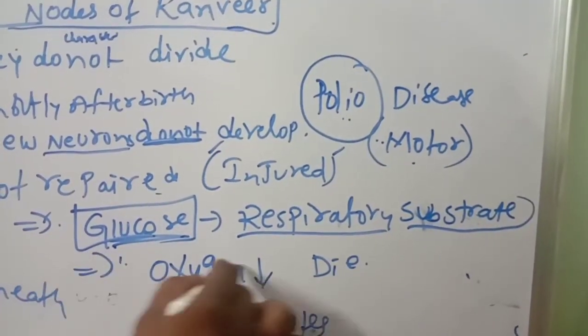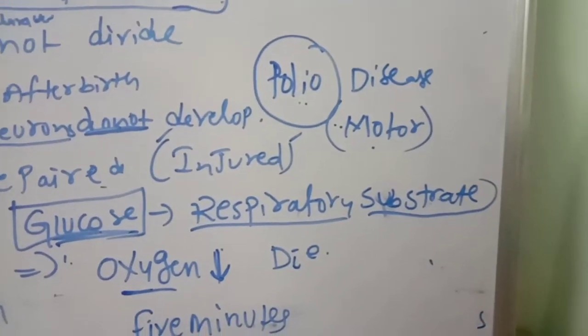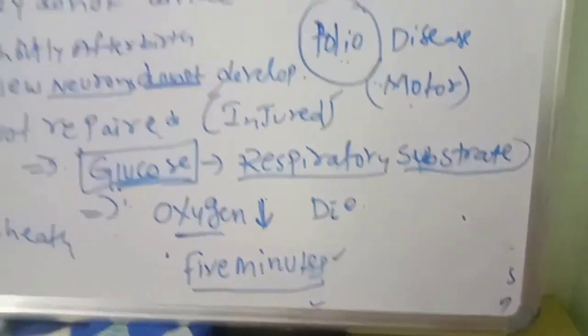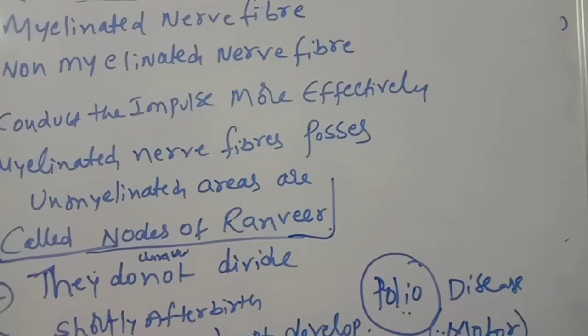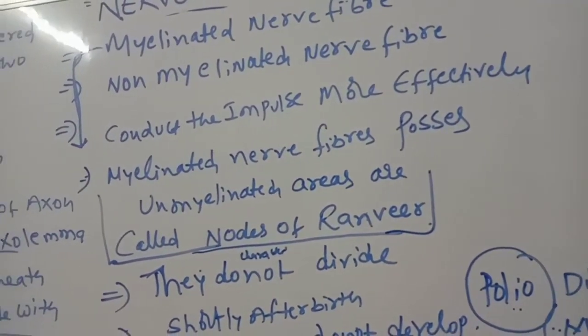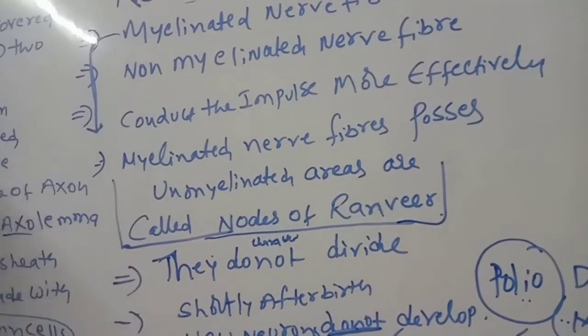If oxygen is less in the body, neurons will die within 5 minutes. Which one? Neurons will die within 5 minutes. So these points you should remember. Next, we are going to discuss one more important concept, that is called synapse.